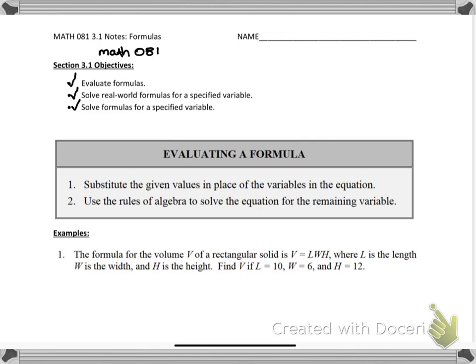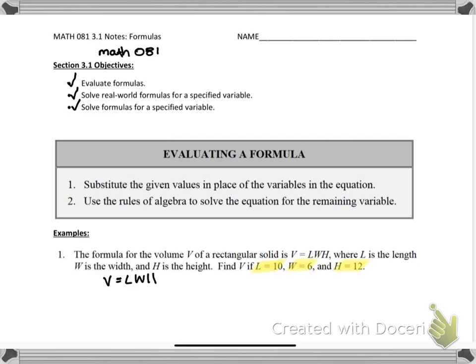So let's do an example right here. It says the formula for the volume V of a rectangular solid is V equals LWH, where L is the length, W is the width, and H is the height. And then they're asking us to find the volume if L is equal to 10, W equals 6, and H is equal to 12. So down here, usually what I do is I recopy the equation.